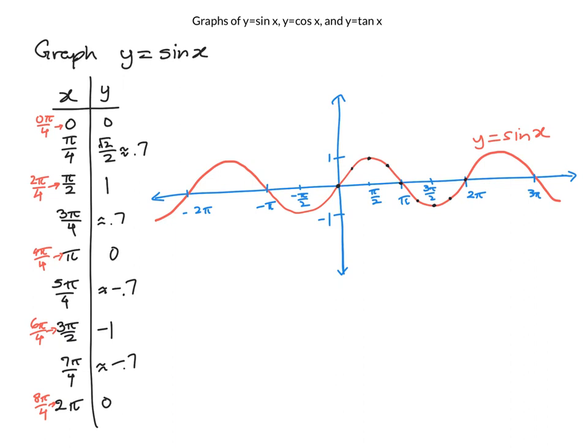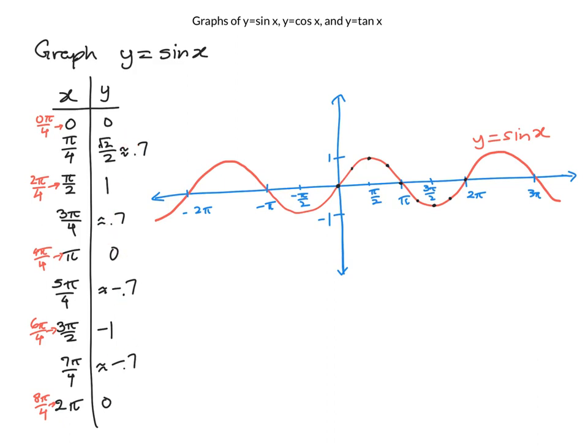In fact, one decimal place is good enough for me to get a general sense of the shape of the graph. So when x equals 0, I'm doing sine of 0, and that's 0. Sine of pi over 4 is approximately 0.7. Sine of pi over 2 is 1, and sine of 3 pi over 4 is 0.7, etc.